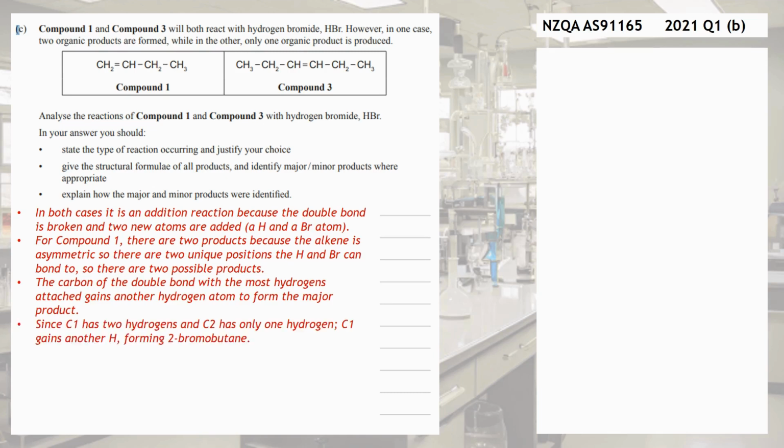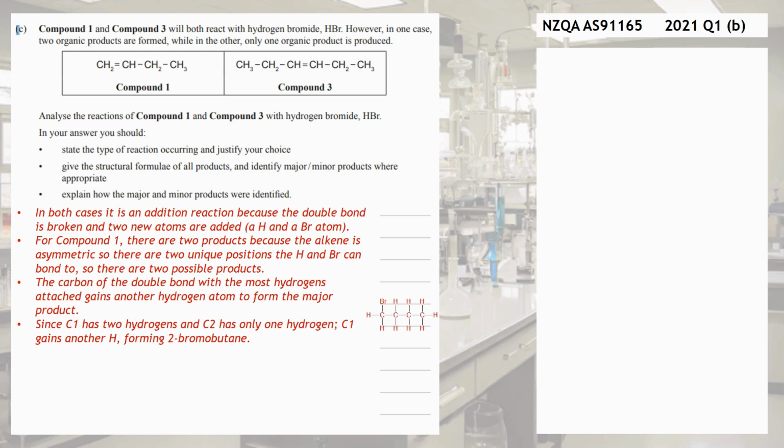Since C1 is the carbon with the most hydrogens, we've said that this is carbon 1. I can annotate this by putting a wee 1 up here and a wee 2 here. C1 has two hydrogens, and C2 only has one. C1 gains the hydrogen, and that means that C2 gains the bromine, and we form bromobutane.